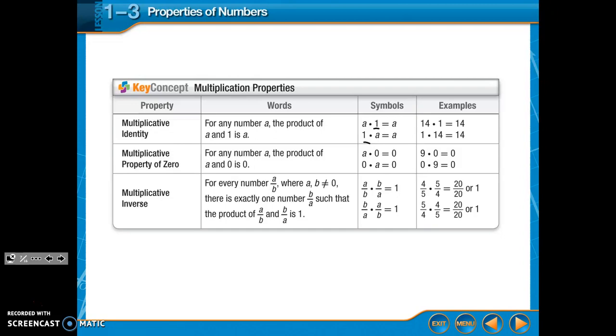The last one is the multiplicative inverse. For every number a over b, where a and b are not equal to 0, there's exactly one number, b over a, so basically the reciprocal, switch the numerator and denominator, such that the product of a over b and b over a is 1. So if I multiply those two things together, I'm going to get 1. A number times its multiplicative inverse is 1. So 4 over 5 times 5 over 4, you get 20 over 20, which is 1. And same if it was reversed.